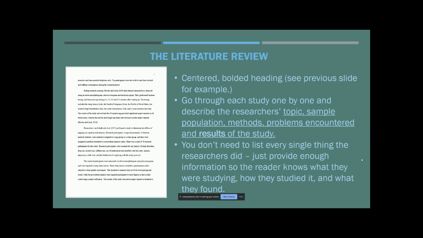What did they discover? You don't need to list every single thing the researchers did. You don't need to list how they computed their results unless you think it is a flawed method that you want to critique later. You just need to provide enough information so that the reader knows basically what was studied and what they found.